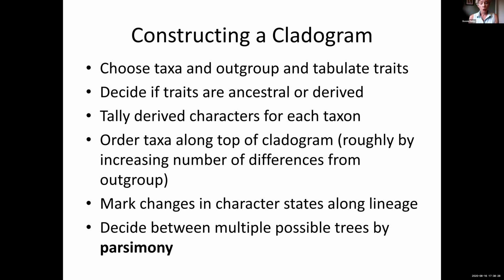All right, so get your lab manual out, and then you can open up the other file, which is the instructions for working on a practice cladogram.